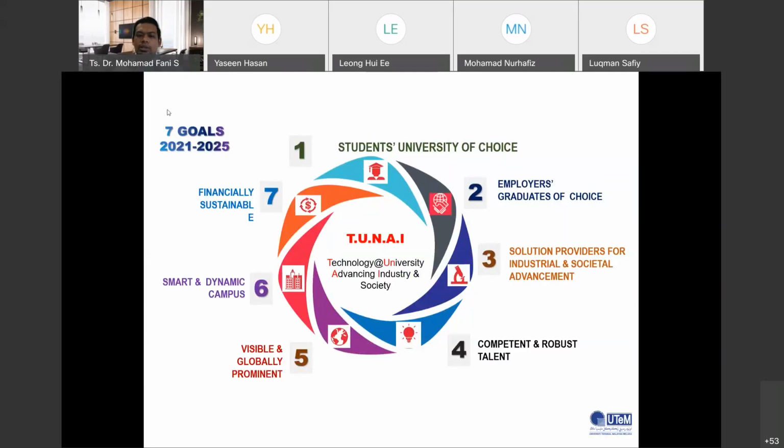So these are the 7 goals introduced by our Vice Chancellor and the top management in UTEM. They put 7 goals to be achieved by all the staff and students, moving together in these 7 strategic goals. And for my office right now, under the Assistant Vice Chancellor of Development and Facility Management, we have this team, a smart and dynamic campus, goal 6.